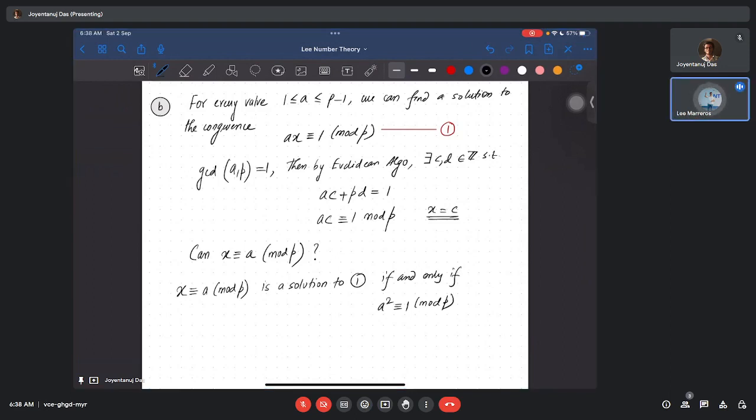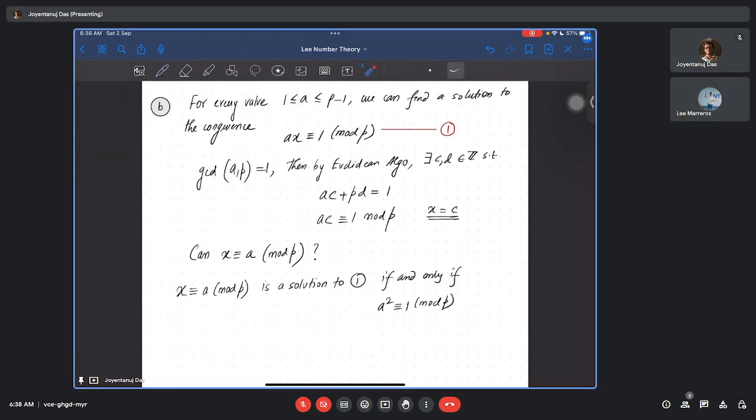I mean, why would that be the case? No, I'm just saying one condition. I'm saying that x equals a is a solution to this congruence if and only if, since x being a solution means it should satisfy this congruence.